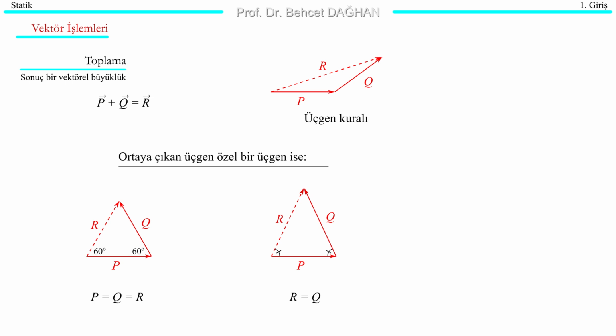The resulting triangle may be isosceles. Two sides of an isosceles triangle are equal. These sides can be P, or Q, or R. It could be any of them. Whichever sides are twin, they are equal.